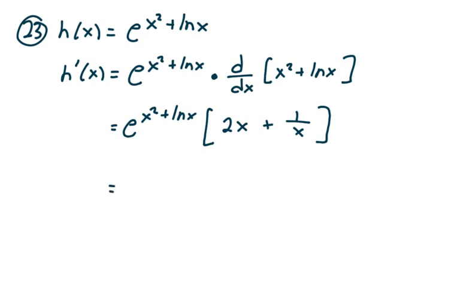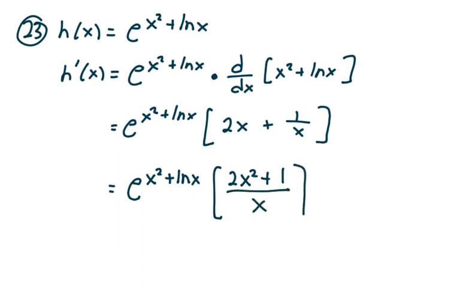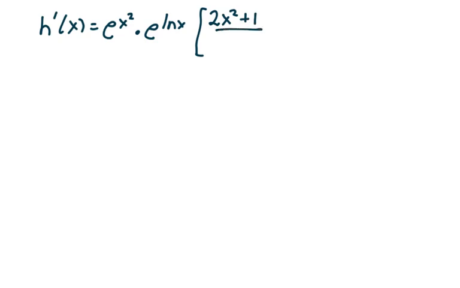Now, if we get a common denominator, we get e to the x squared plus natural log of x times 2x squared plus 1 divided by x. And I can do something with e to the x squared plus ln of x. So I can write this as h prime of x is e to the x squared times e to the natural log of x times 2x squared plus 1 divided by x.